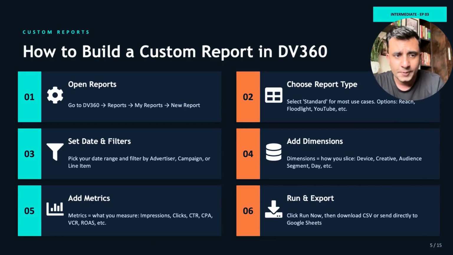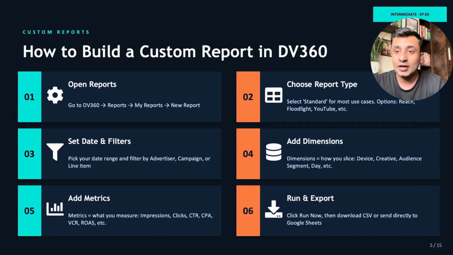So the first step is to open reports. You go to DV360 reports, My Reports, and a new report. Then you choose the report type; select standard for most use cases. Options are reach, floodlight, YouTube, etc. Then you set date and filters, what date you want these reports to be pulled for.